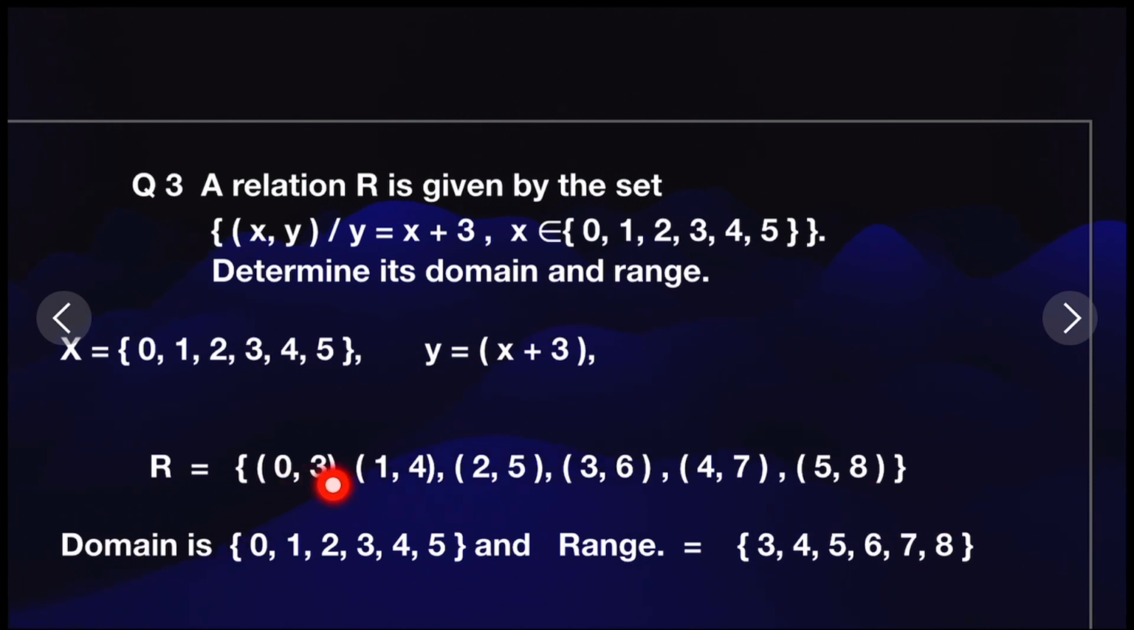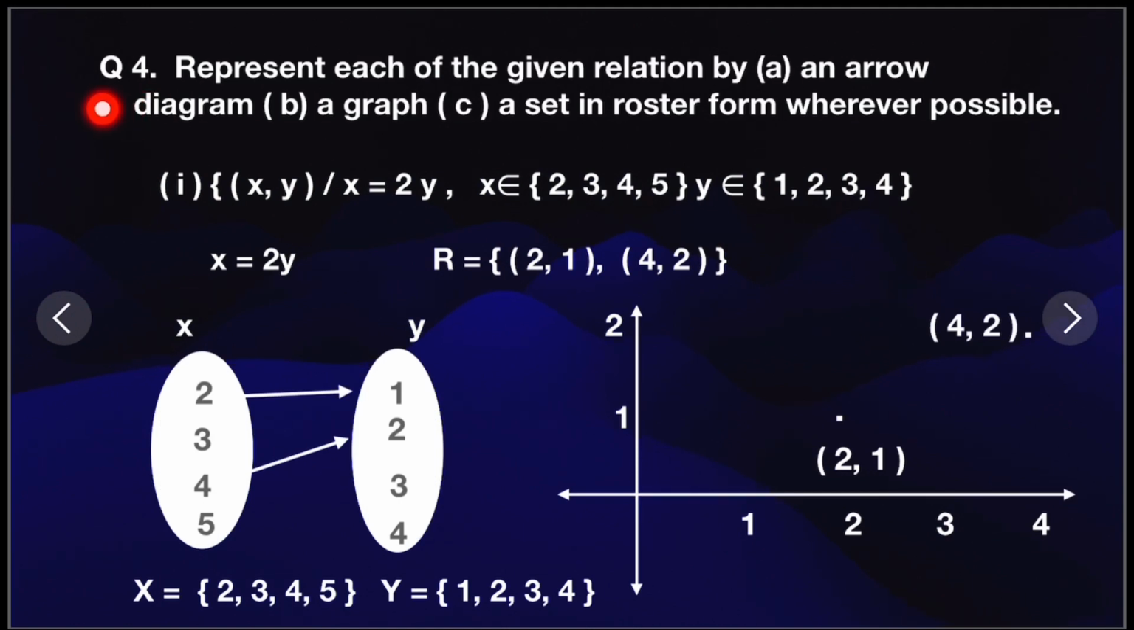So all these ordered pairs will satisfy this relation between x and y. Okay, the domain, very easy. Write down these values 0, 1, 2, 3, 4, 5. This is the domain. Range is 3, 4, 5, 6, 7, 8. That is the range. Question 4. Represent each of the given relations by an arrow diagram, a graph, and a set in roster form wherever possible.